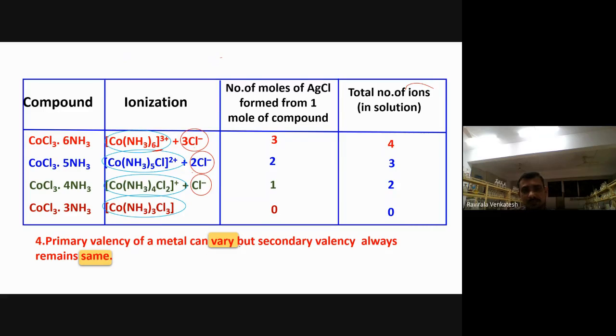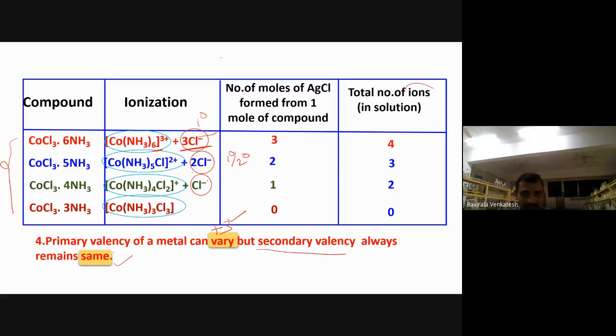Primary valency of a metal can vary, but secondary valency always remains the same. In this case, the primary valency of the metal is the same, that is +3 only. Secondary valency remains the same, but in this case what happened? The primary valency is the same and the secondary valency is the same. But the thing is, here the 3 chlorines are only primary valency, right? In this case, one of the chlorines is acting as primary as well as secondary. That I want to mention here. That is the only thing changing.